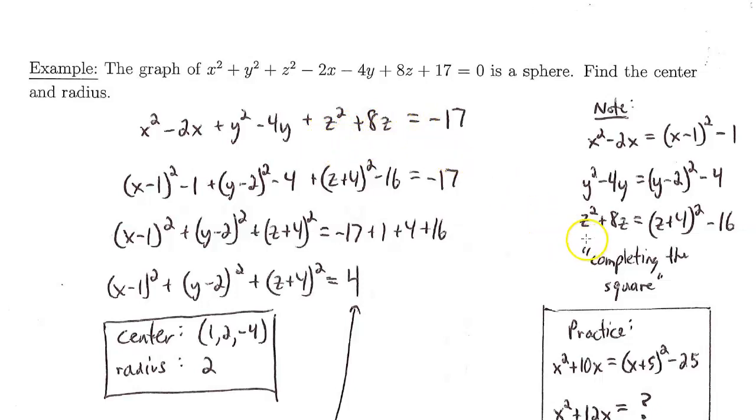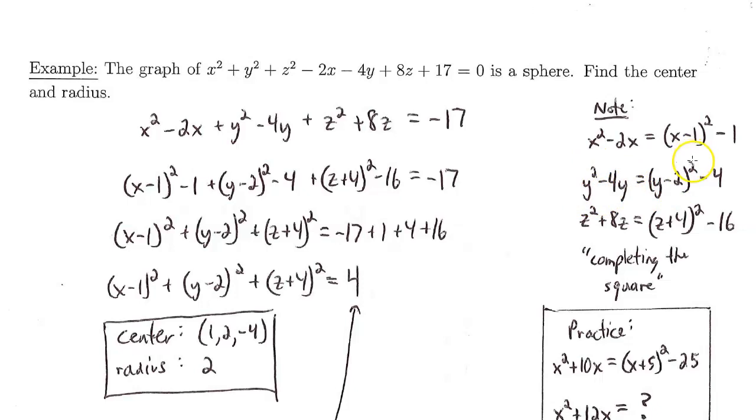Well, using completing the square, z squared plus 8z is the same thing as z plus 4 squared minus 16. Now, why is that? What is z plus 4 squared? Well, it's z plus 4 times z plus 4. If you were to work that out, that would be z squared plus 8z plus 16. If you subtract 16, those 16's go away, and you just get z squared plus 8z.